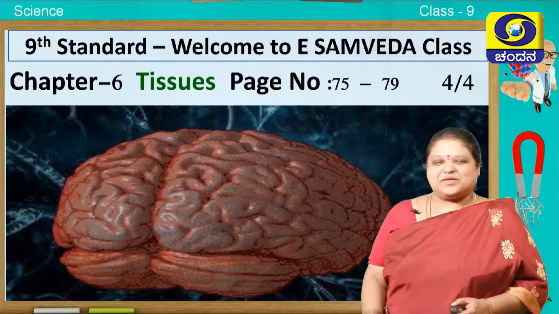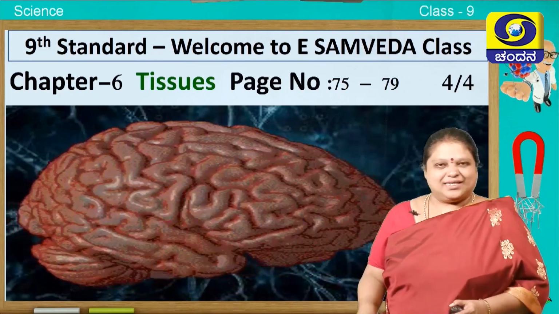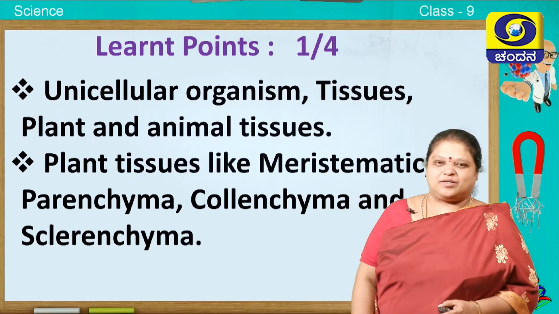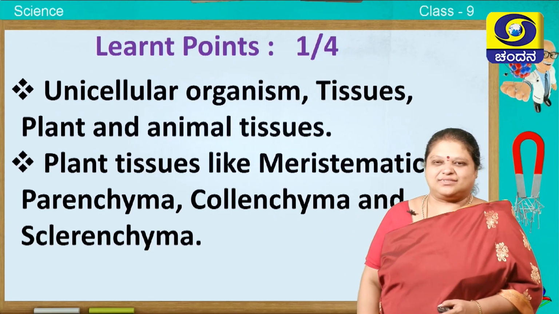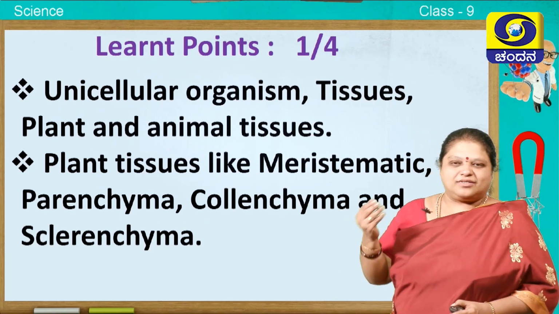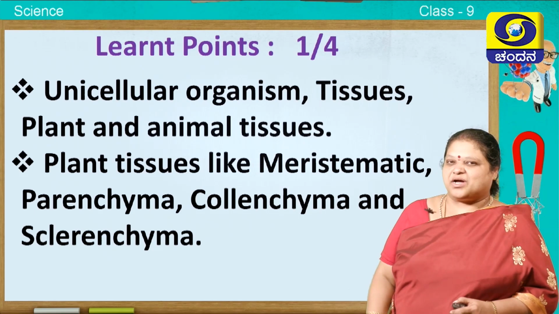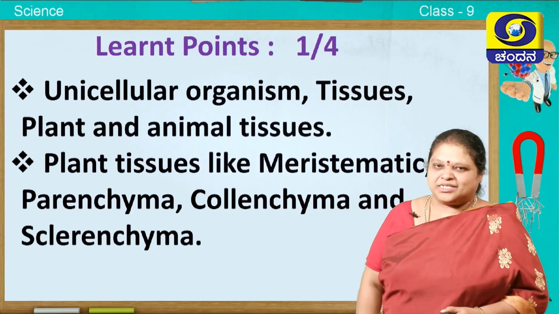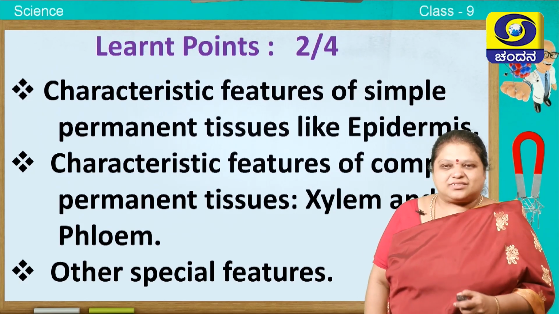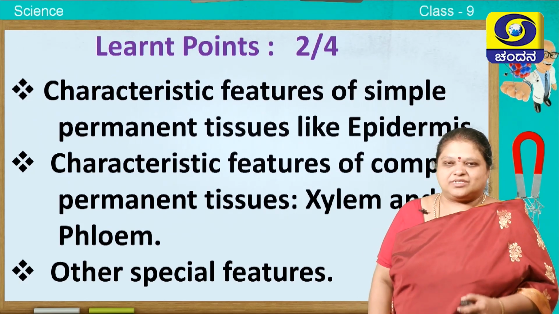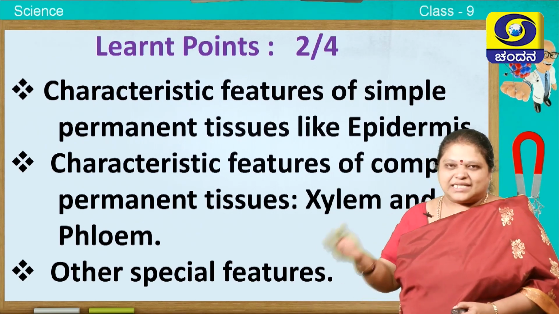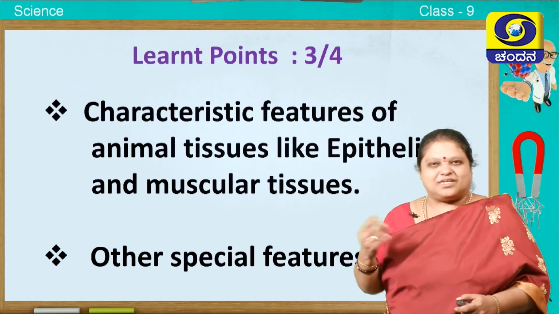So, let us see what all we studied in the previous sessions. In the previous sessions we studied about unicellular organisms, tissues, plant and animal tissues, plant tissues like meristematic, parenchyma, collenchyma and sclerenchyma tissues. In the second session we studied about characteristic features of simple permanent tissues like epidermis and complex permanent tissues like xylem and phloem and their special features.